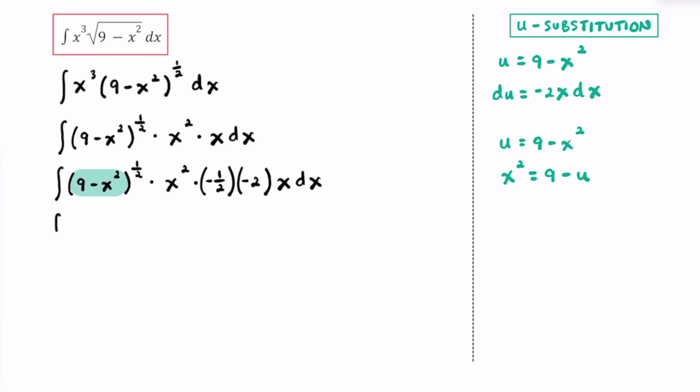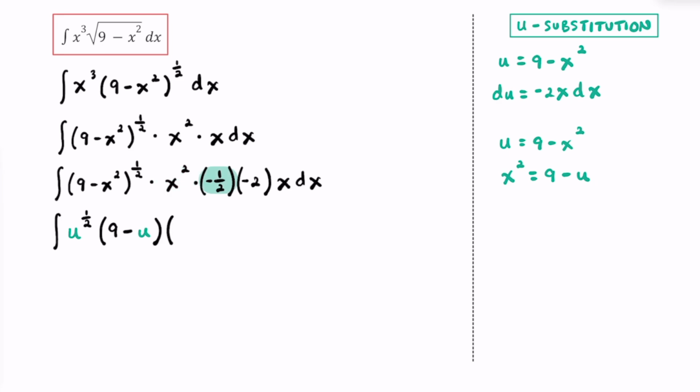So making all of our u substitutions, let's turn this 9 minus x squared into u. So I'm going to say this is going to be u raised to the 1/2 power. And then a moment ago, we said that x squared was the same thing as 9 minus u. So I'm going to write that as 9 minus u as well.